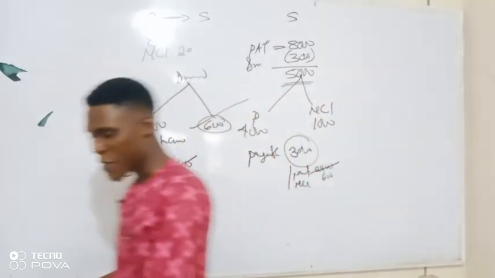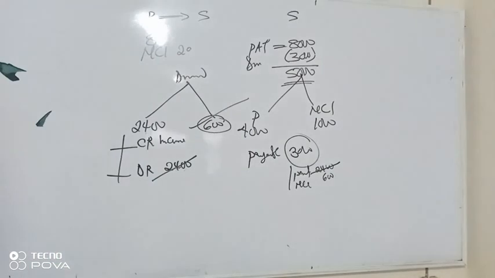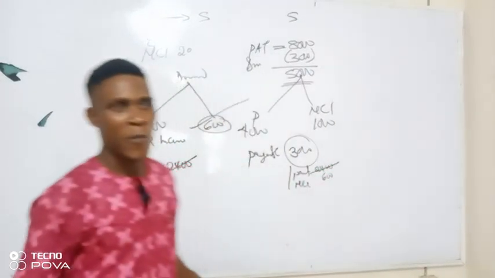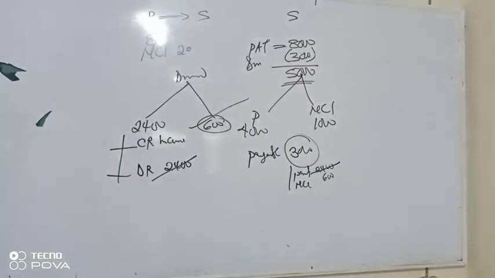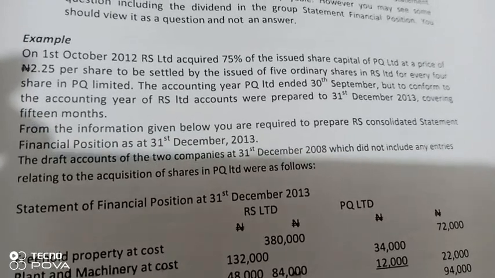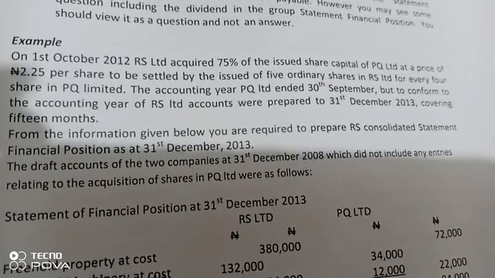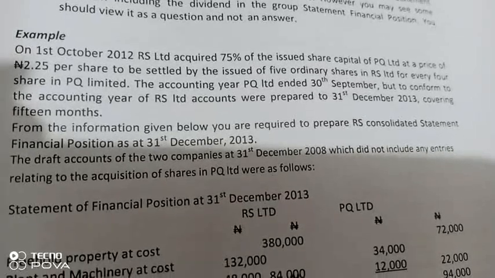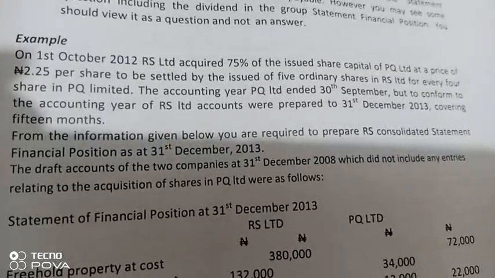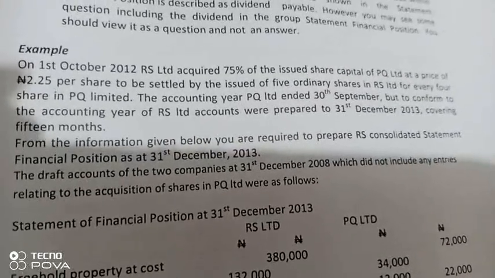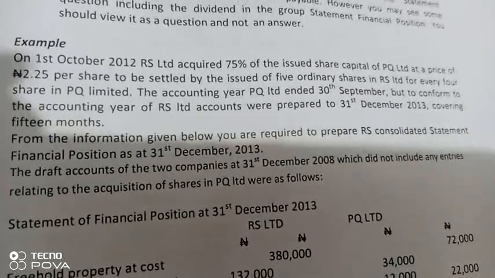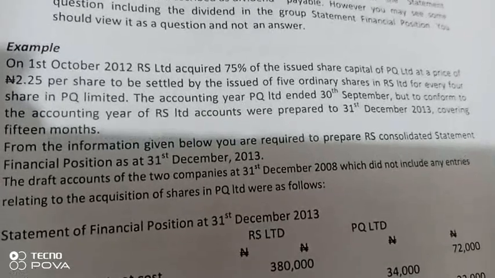So let's practicalize it now with the question. I've explained the story; now the question. Dividend is declared and not being paid. On 1st of October 2012, S Limited acquired 75% of the issued share capital of PQ Limited at the price of 2 naira per share, to be settled by issue of 5 shares in RS for every 4 shares in PQ Limited. Look at the question very well. It's a share for share, so we will watch out for it later.